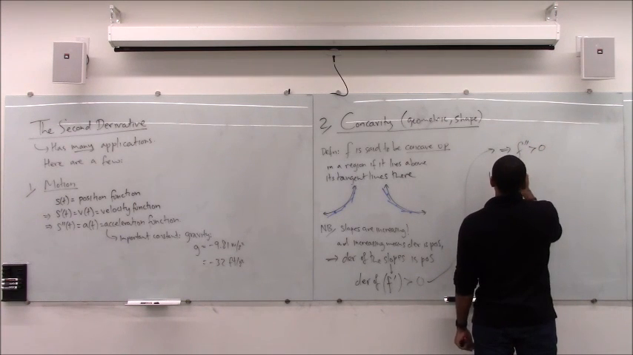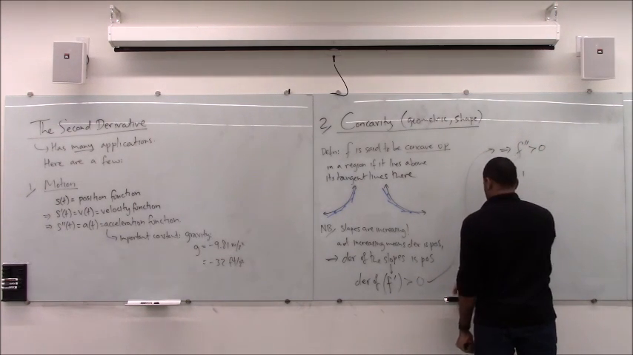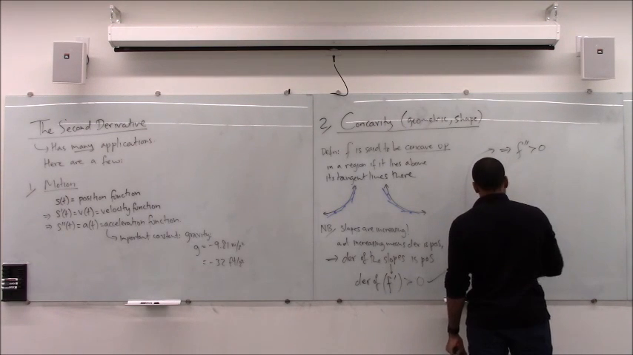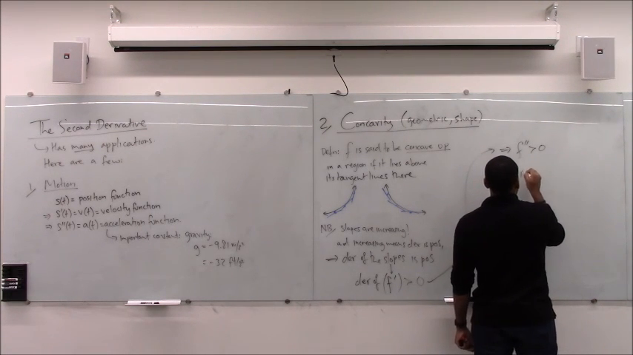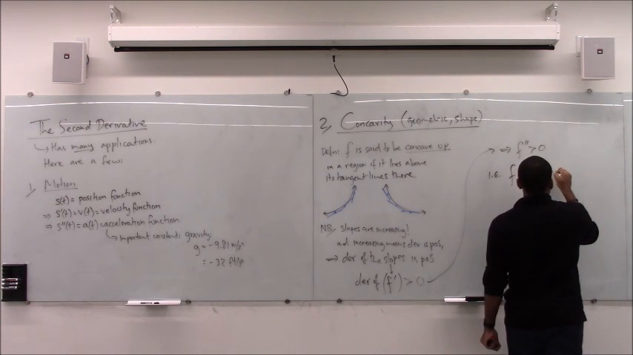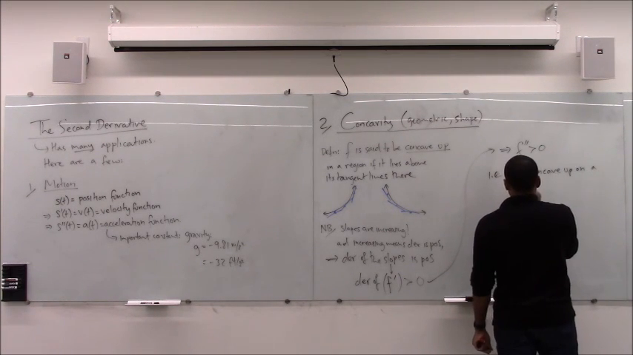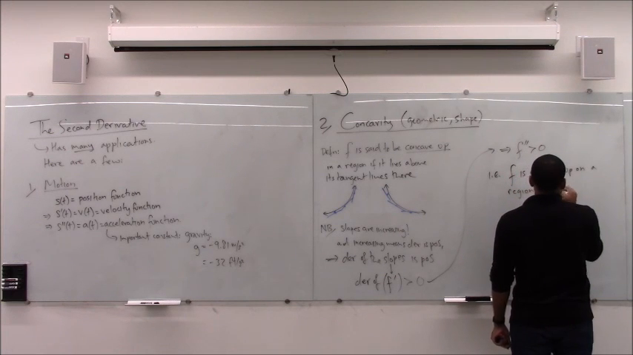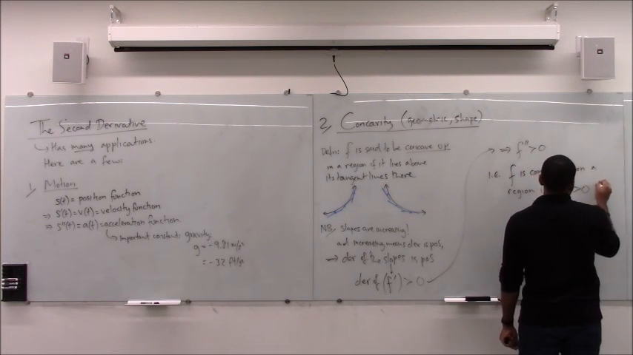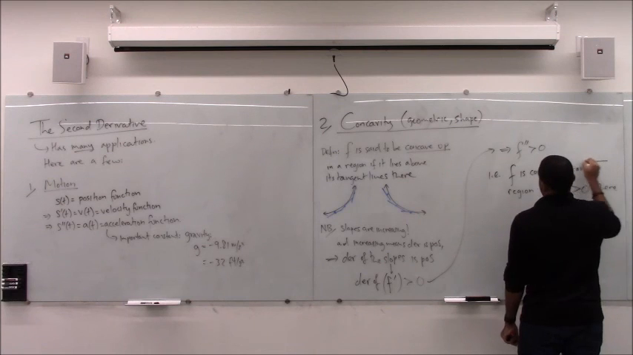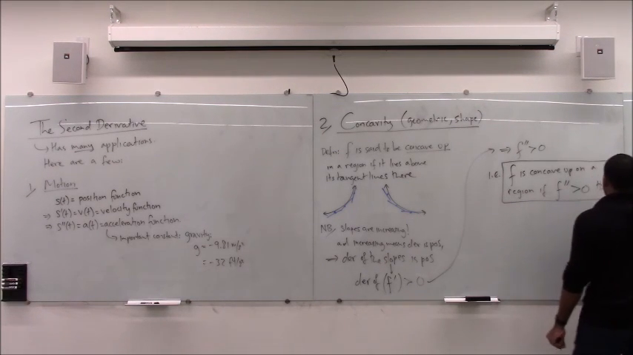That is, f is concave up on a region if f double prime is positive there. So that's another important idea.